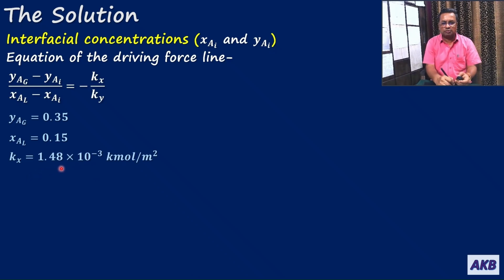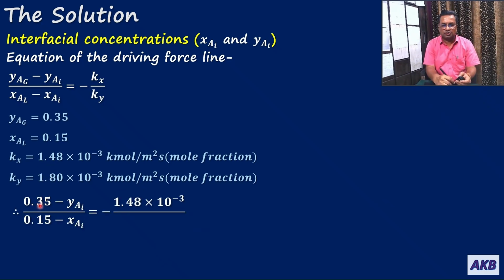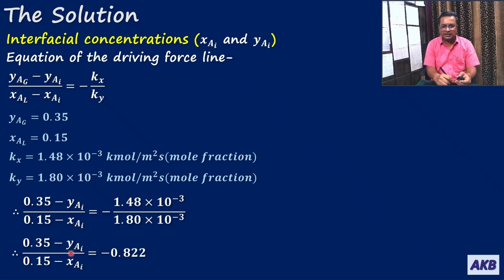KX is given to us, it is 1.48 into 10 to the power minus 3 kilomole per meter square per second per mole fraction. KY is given to us, it is 1.80 into 10 to the power minus 3 kilomole per meter square per second per mole fraction. So if I use the given values, it would be (0.35 minus YAI) divided by (0.15 minus XAI) equal to minus 1.48 into 10 to the power minus 3 divided by 1.80 into 10 to the power minus 3. So that is (0.35 minus YAI) upon (0.15 minus XAI), and this ratio is minus 0.822.